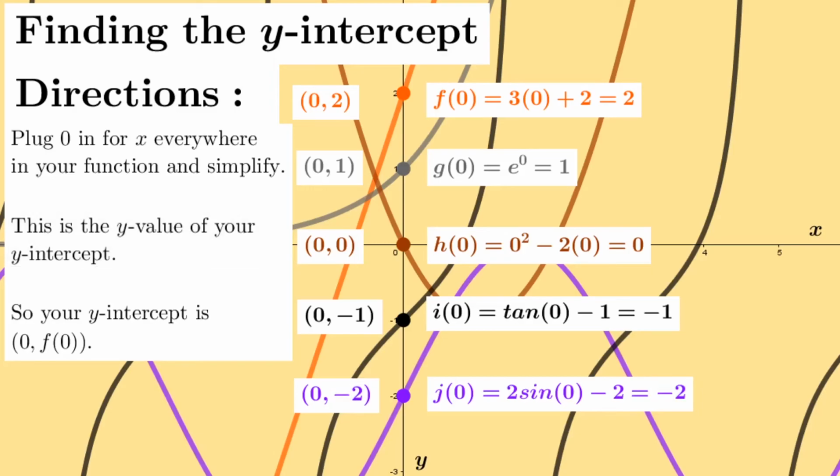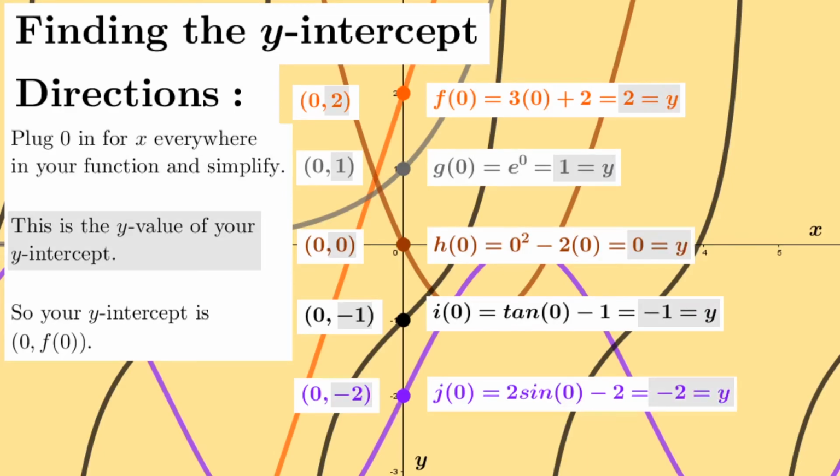And so when we have a function, we simply plug 0 in for x everywhere to get the y value of our y-intercept, and then our y-intercept will be (0, whatever value we got). And this is true for any single variable function.